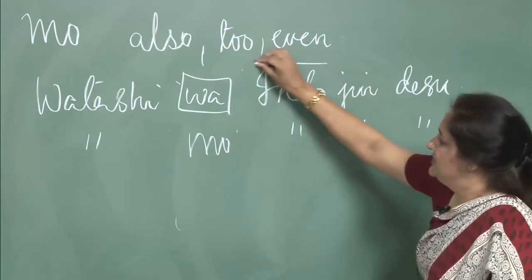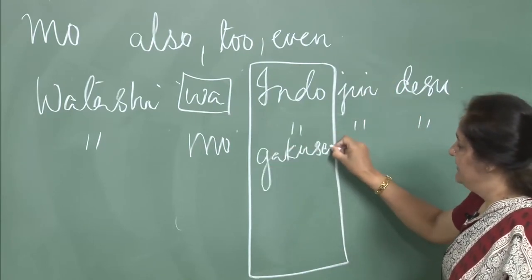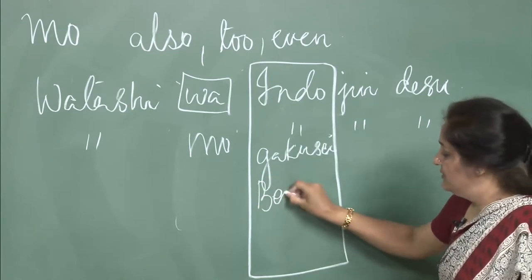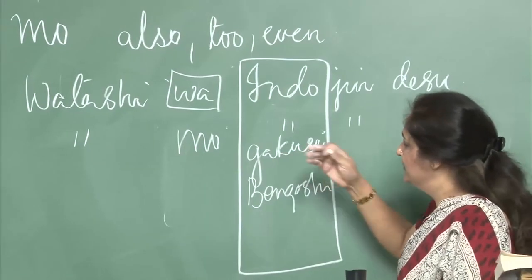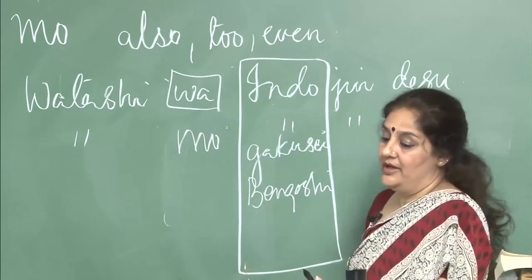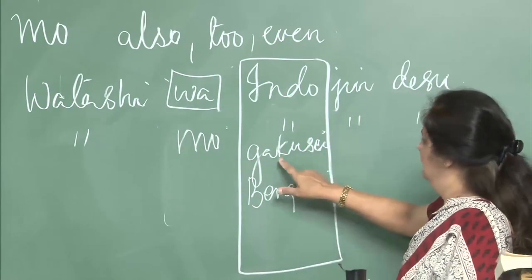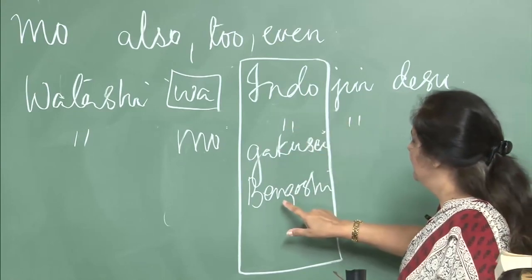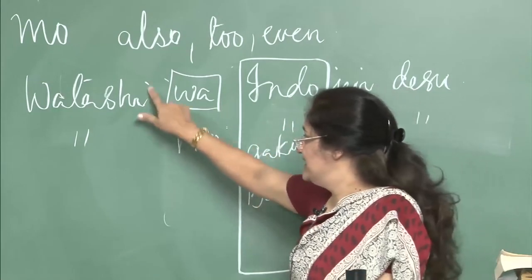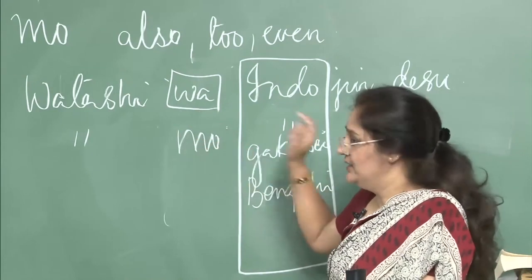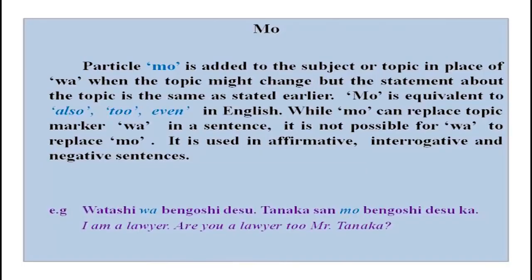Watashi wa gakusei desu. So, in place of this noun Indo, you can put gakusei, you can use Bengoshi, all the vocabulary that you have done for profession, for what you are doing, for your senmon, for where you belong to, what country you come from, you can put any of these and say watashi mo, it could be gakusei, it could be Indian, Indo, it could be Bengoshi, anything, it can be used. But you have to remember only one thing, that a statement has to be made first with wa, and then only mo can be said. It is used in affirmative, interrogative and negative sentences.